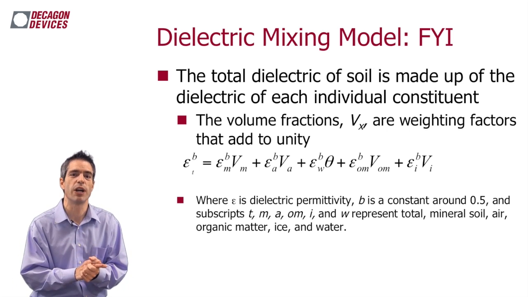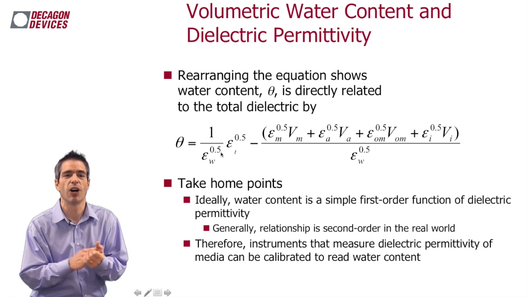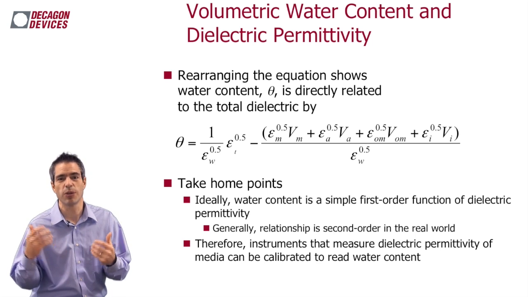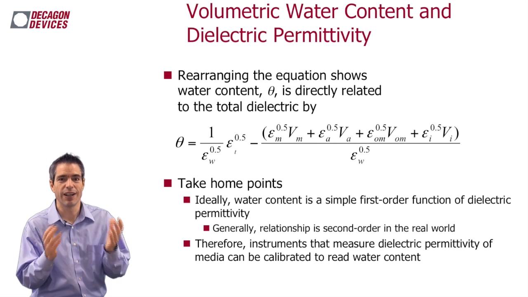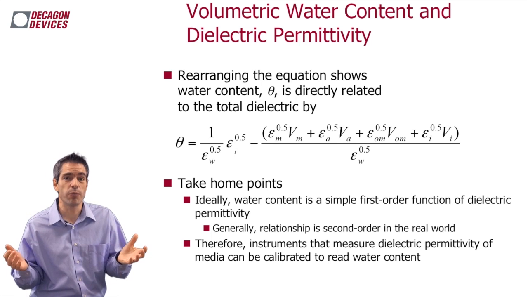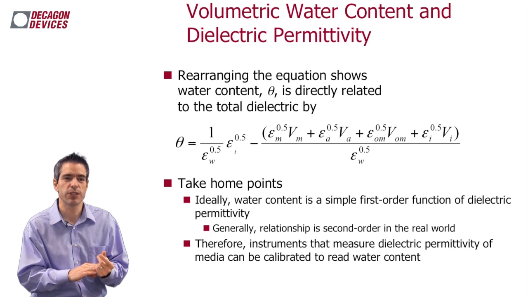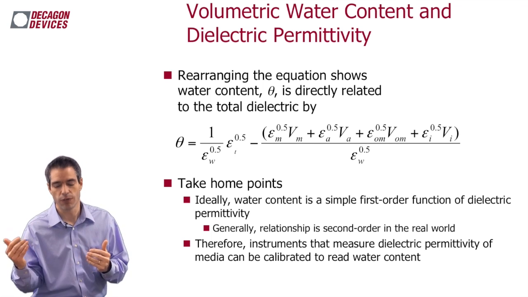If we rearrange this equation, then we can put it in terms of what we're really interested in, which is the volumetric water content. And then ideally, it would be a first order function of the dielectric permittivity. But as you notice here, this relationship is generally a second order relationship in the real world. So the take-home message is quite simple. Anything that can measure the dielectric permittivity of any media should be able to be calibrated to measure volumetric water content.